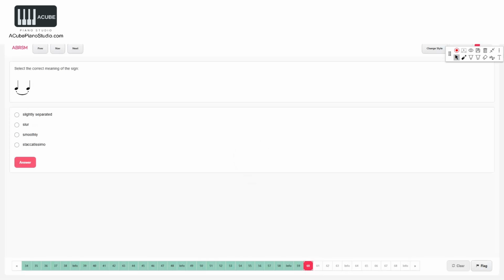Okay, the next one simply means slightly separated. So without the slur sign, it will be staccato, right? Detached. Okay, but now because there's a slur with this dot, it is slightly separated. You play with a bit of staccato.